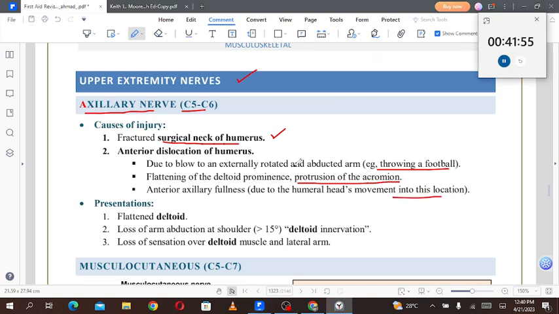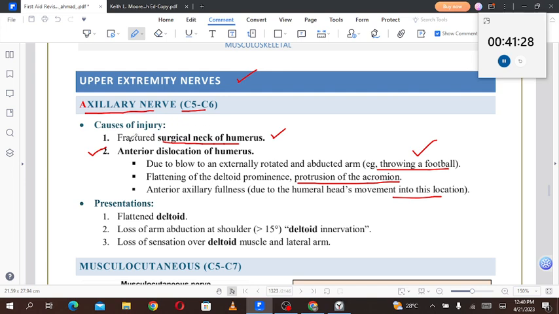So suppose that a person has an externally rotated arm when he is throwing a ball or something. So throwing a football, I'm sorry, not the usual football, it is the football that is played in America, the brown ball. When the people are throwing that, the arm is abducted, and if somebody hits at that point, and the conditions are in favor of enough damage, this will lead to anterior dislocation of the humerus. So these are the two situations when we can damage the axillary nerve.